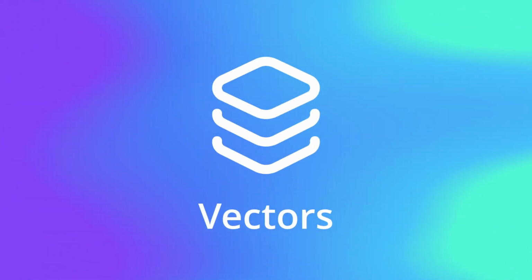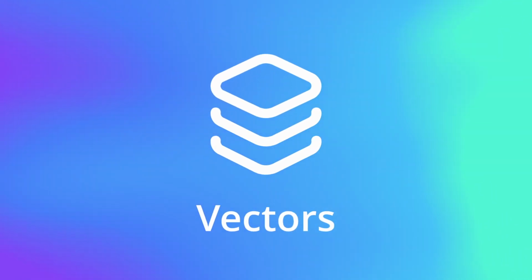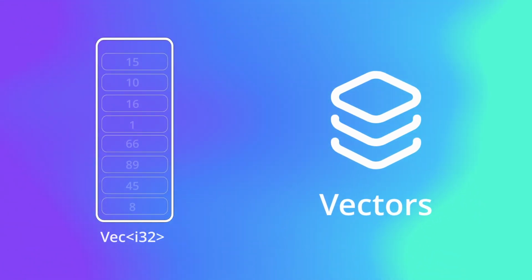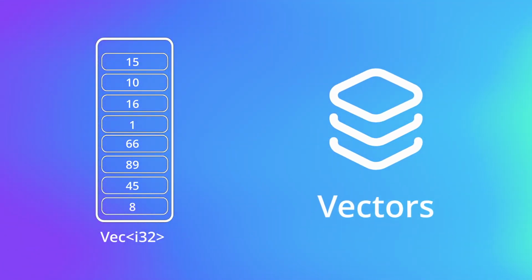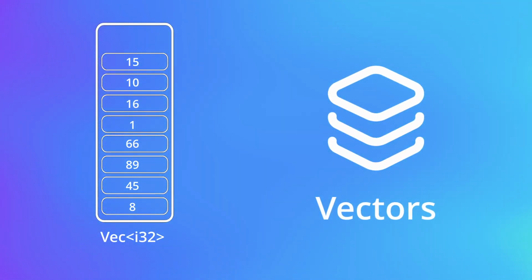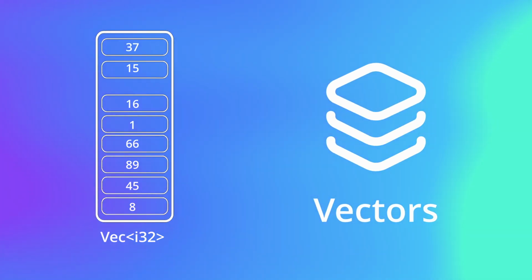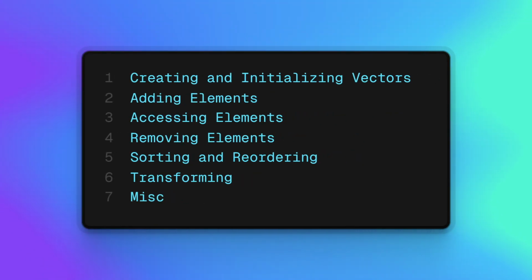The first collection type we will look at is vec, or vector. Vectors can only store values of the same data type, just like arrays. But unlike arrays, we can add more elements and remove the existing ones. Let's look at some built-in common functions of vectors. There are a bunch of functionalities built into these vectors, and I have divided them into the following categories.